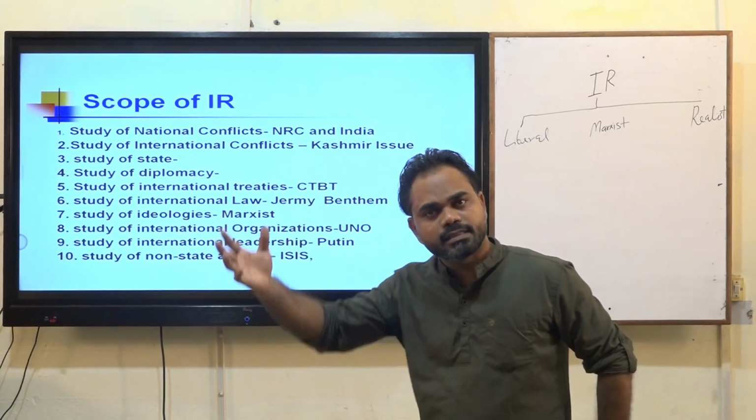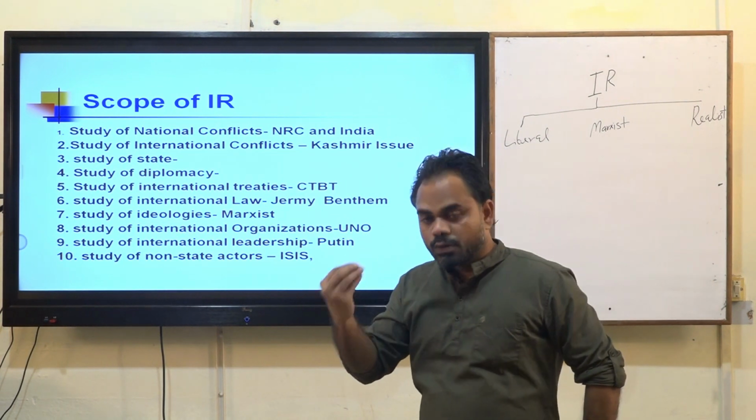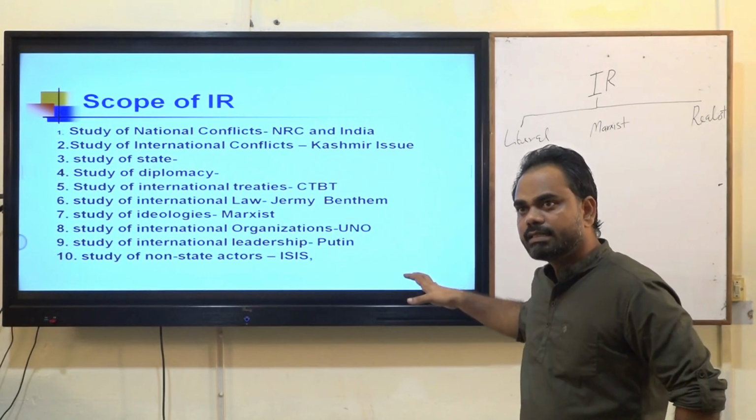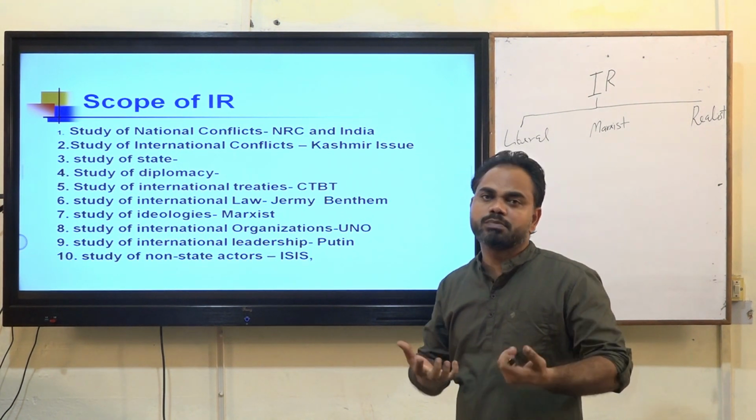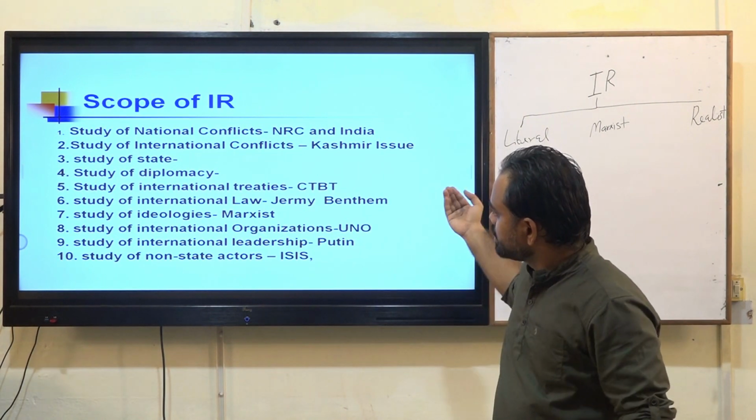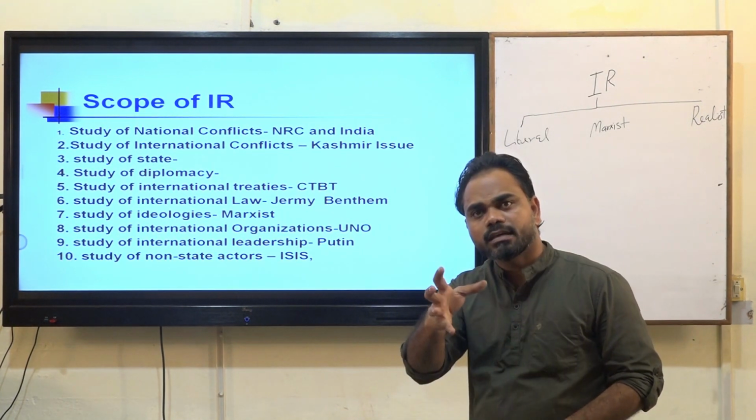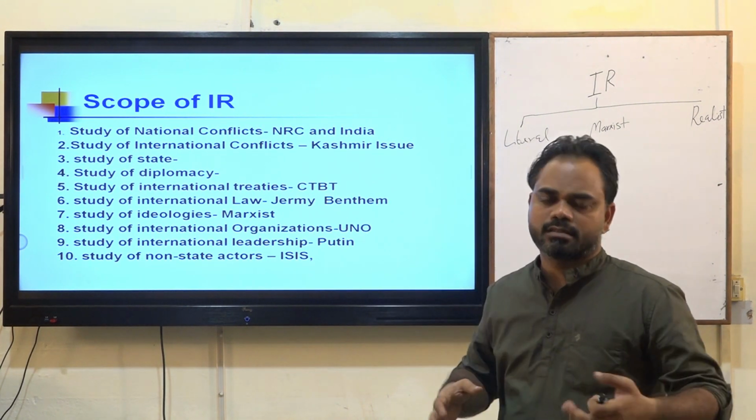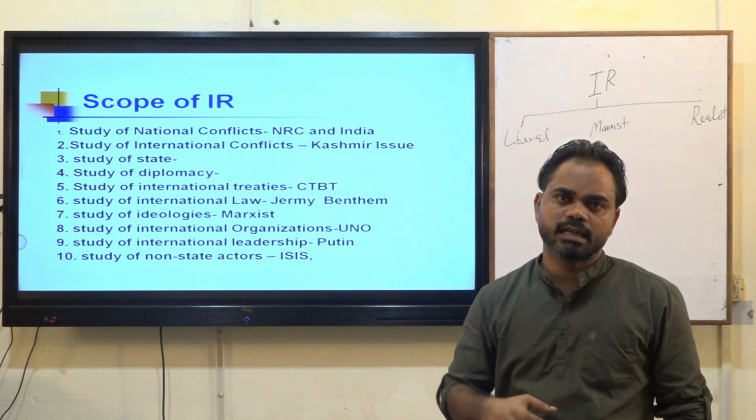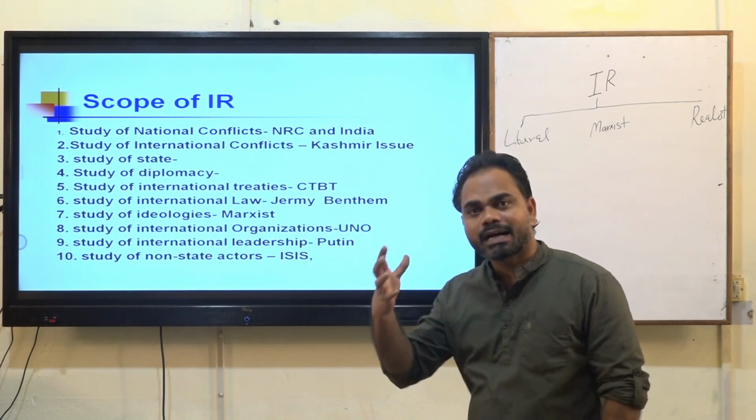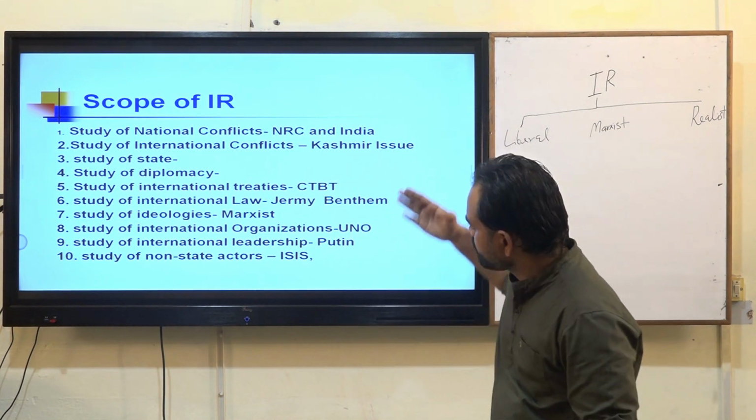Study of international treaties, like the CTBT. Why did India not sign this treaty? The Comprehensive Test Ban Treaty is related to nuclear weapons. According to that treaty, the major powers don't want nuclear weapons to spread to other nations. Study of international law, because without international law, we can't imagine relations among nations. If a conflict breaks out among nations, they go to the International Court of Justice, where international law applies. Study of ideology: Marxist, liberal, socialism, neoliberalism, these are all ideologies and also part of IR.